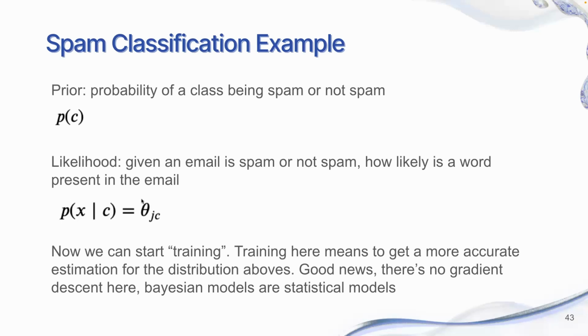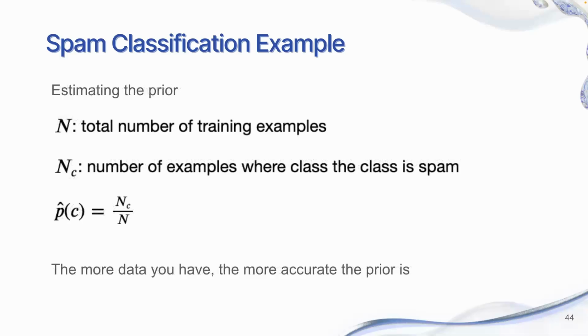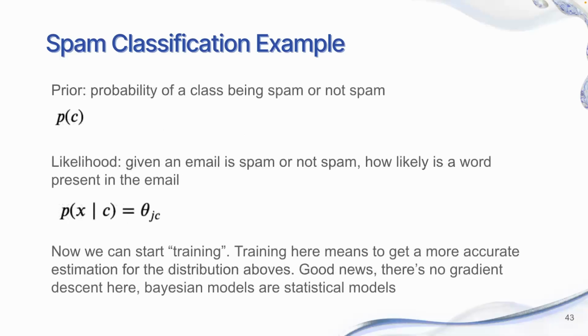Prior, we'll see later. We'll do a numerical example later. But for now, you can just think of it as based on your total observation: how likely would the email be spam or not spam? That's exactly what we're doing in the next slide, but we'll see later.